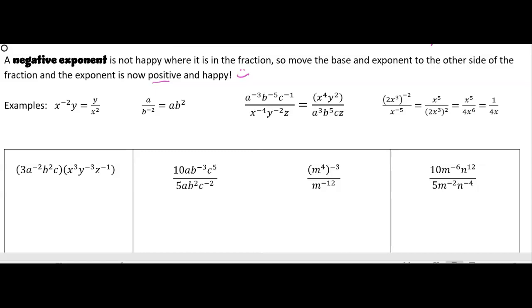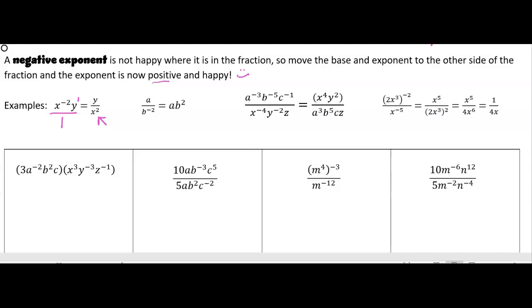So when I look at this first one, I think to myself, everything is over 1. 10 is 10 over 1. X is x over 1. This whole thing is x to the negative 2, y over 1. So I think to myself, x to the negative 2 is not very happy where it's at. So if I were to move it to the bottom of the fraction, it becomes x to the positive 2. Now y is happy where it's at, so we're going to leave it in the top.